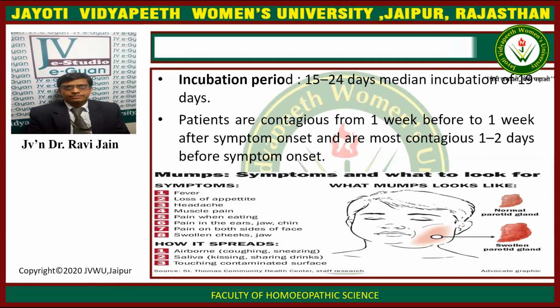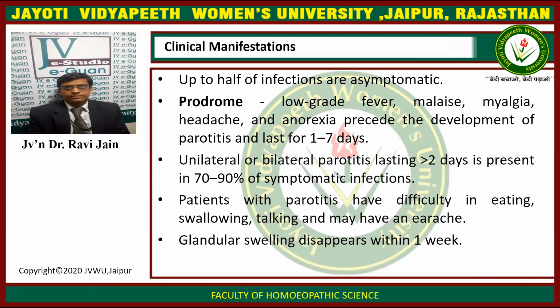How does it spread? Mumps virus spreads by airborne route, by coughing, sneezing, by saliva, by kissing, sharing drinks, and by touching contaminated surfaces. On the right side, you can see the normal parotid gland and the swollen parotid gland. Now, what are the clinical manifestations of mumps?